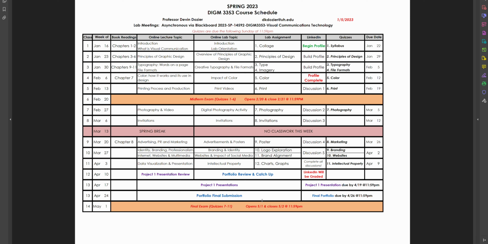In the textbook this week, we're going through chapters 9 through 11. This is where you're going to see a lot of this information. So, if you're looking for more information about it or stuff to look over, check out chapters 9 through 11. The online lecture topic is typography, which is words on a page, and then file formats.